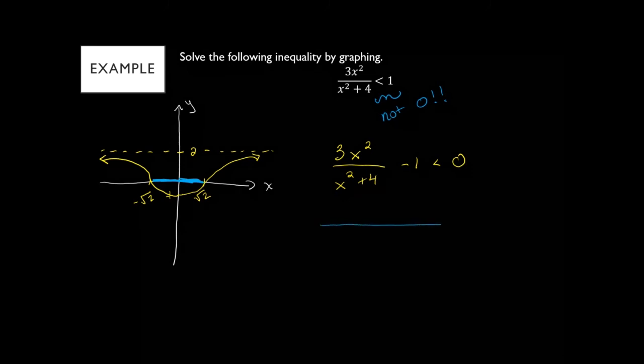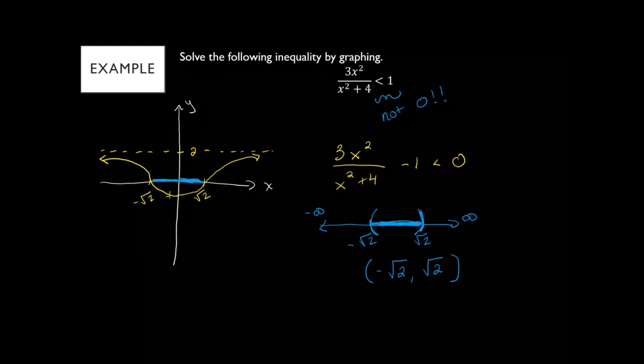So if I was to put this on a number line, we have negative square root of 2 and the square root of 2. And it's a less than, so we're not including those x-intercepts. So there's 0, so those are not included. And so we are in between those. And so it's negative square root of 2 with parenthesis, square root of 2 with parenthesis.